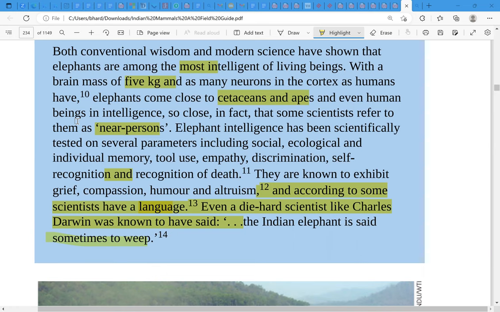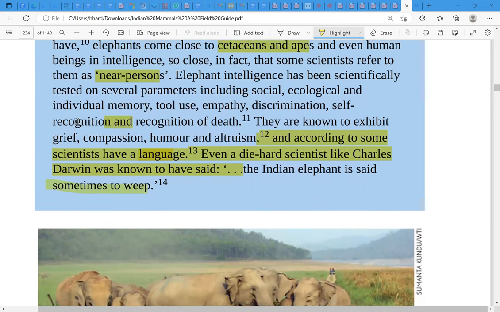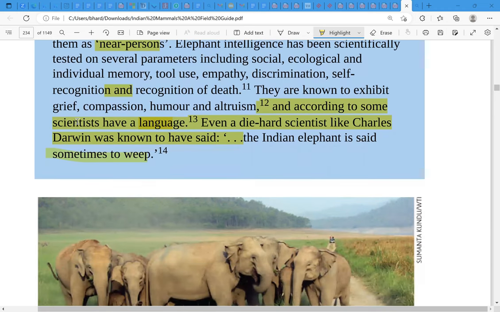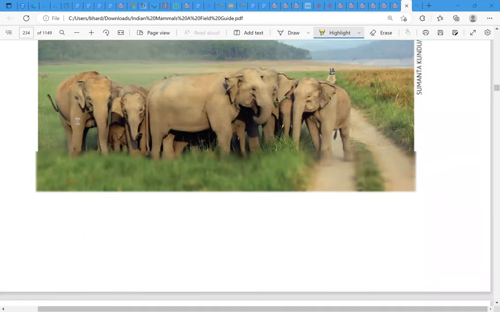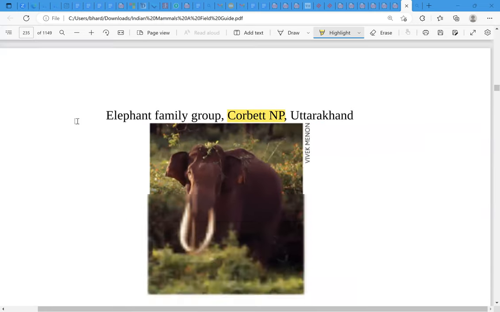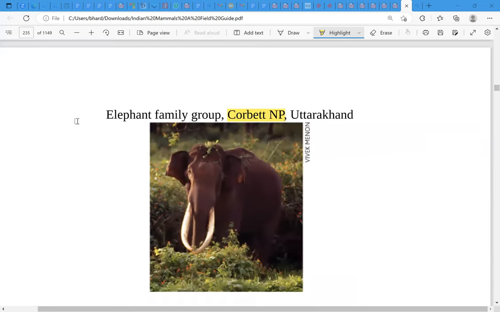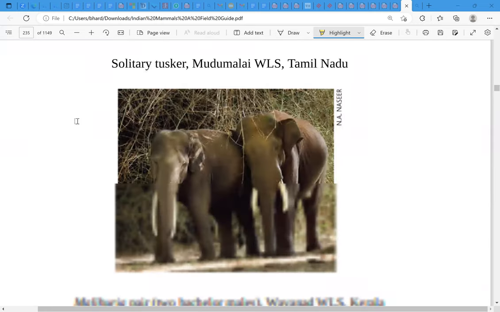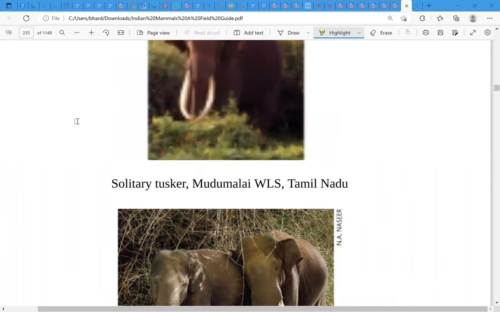The social, ecological and individual memory, it has empathy, it can discriminate, it can self-recognize, and it can even recognize death, someone passing away. This is an amazing thing. So an elephant family group at Corbett National Park is shown. Similarly, a solitary tusker at Mudumalai Wildlife Sanctuary is shown here.